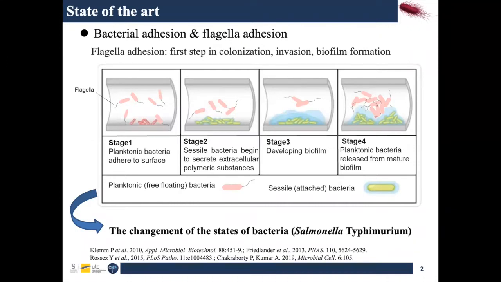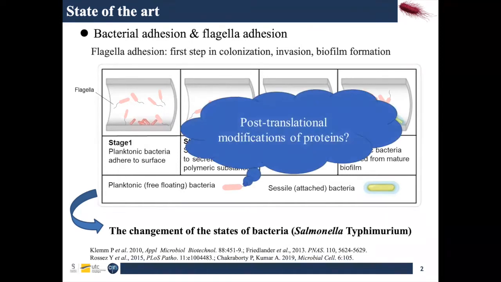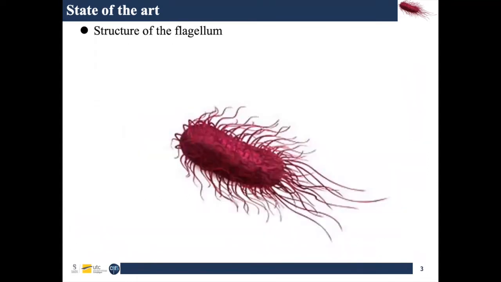Here we will focus only on cell wall peptidoglycan. And as for the difference of different states of bacteria, there are some hypotheses trying to explain it. The typical one is that maybe it is involved with some post-translational modifications of proteins happening to bacterial flagella. And for our research target, Salmonella is a good example for us to study bacterial flagella.